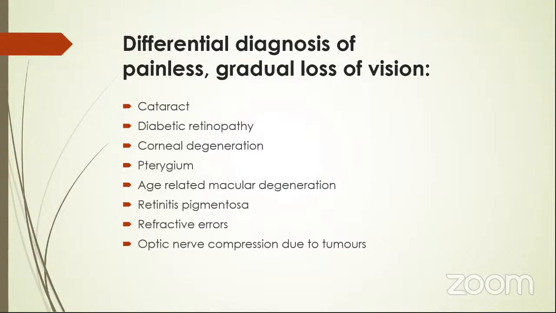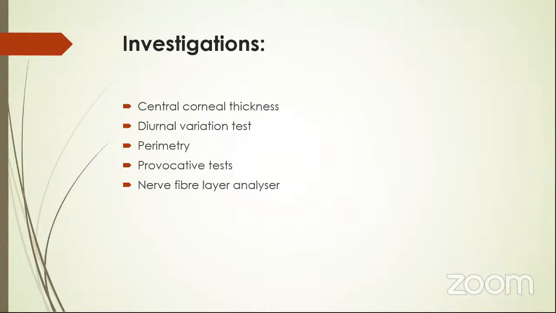Differential diagnosis of painless gradual loss of vision. It can be cataract, diabetic retinopathy, corneal degeneration, pterygium, age-related macular degeneration, refractive errors, retinitis pigmentosa, and optic nerve compression. Further investigations: central corneal thickness, diurnal variation test, perimetry and provocative tests, and nerve fiber layer analyzer.